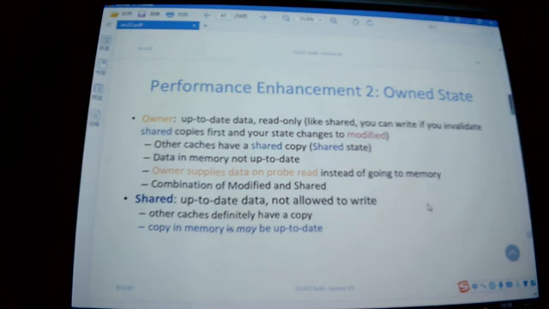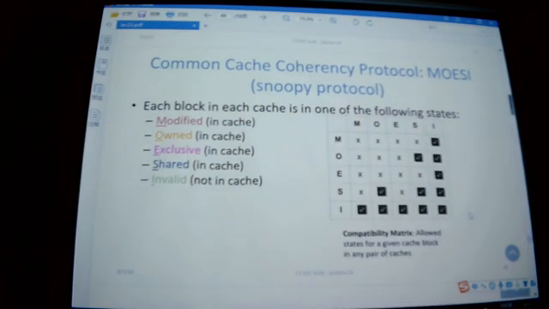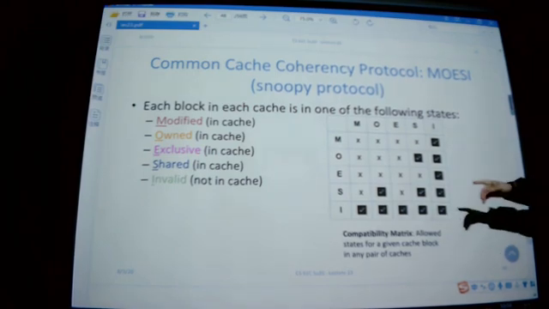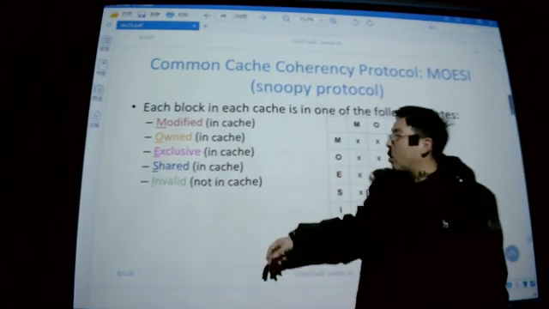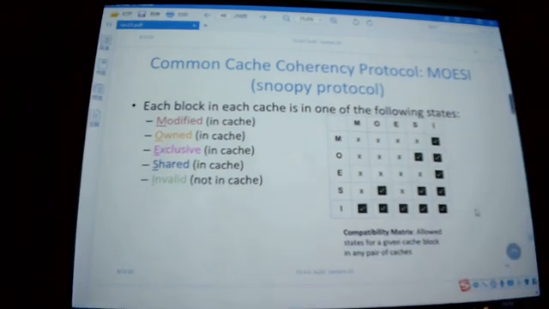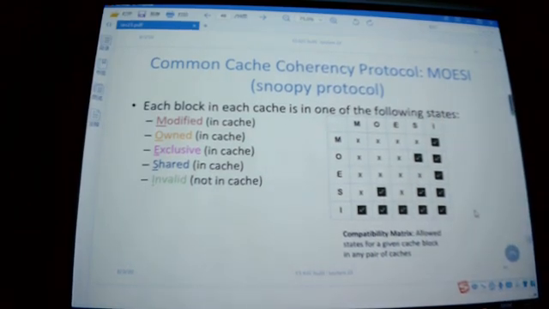Okay. Our cache definitely has a copy. A copy in memory may be up to date. The common cache coherency protocol is this one, MOESI. So you can see this. There are 5 states: modified, owned, exclusive, shared, and invalid.